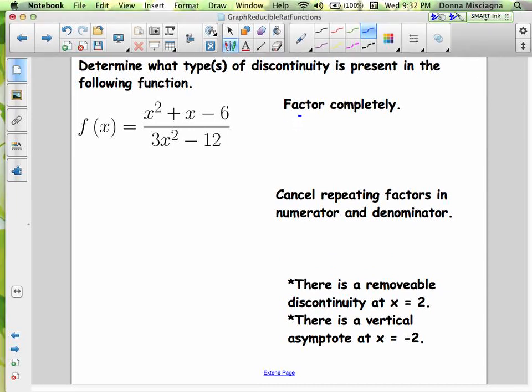A is 1, B is 1, and C is -6. 1 times -6 is -6. We need two numbers that multiply to give us -6, but add to give us our B term of 1. All right, and so that's going to be -2 and 3. -2 times 3 is -6. -2 plus 3 is 1.